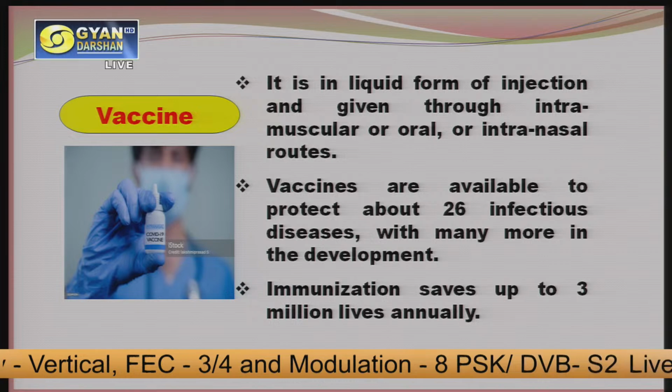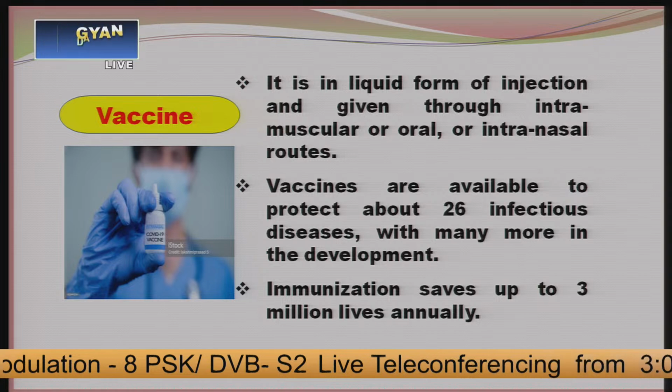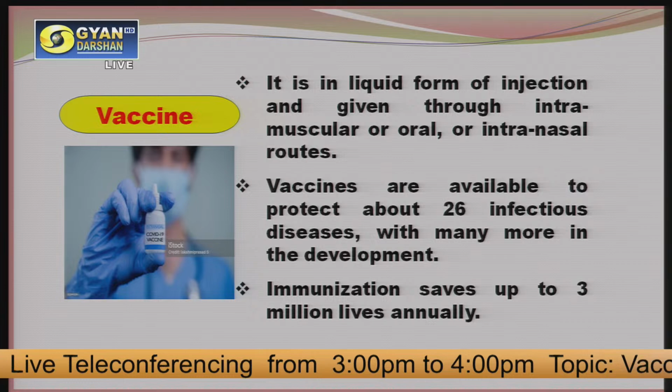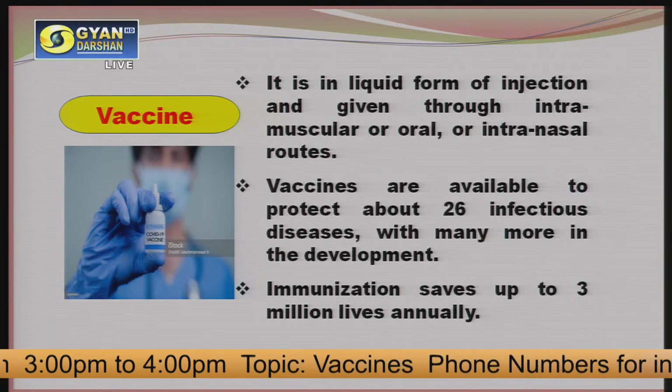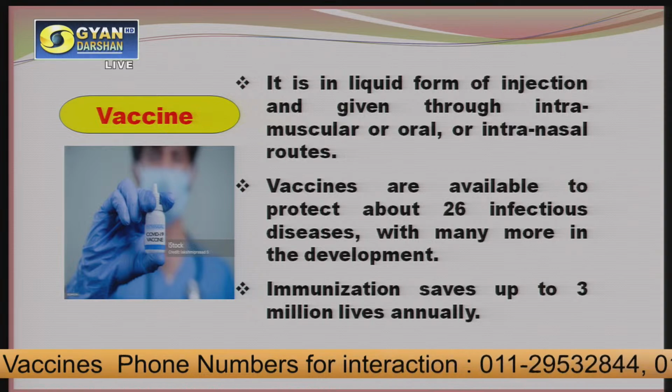Immunization saves up to 3 million lives annually. So you can see the data. With the help of immunization, we can save 3 million, that is 30 lakh, lives with the help of vaccines.